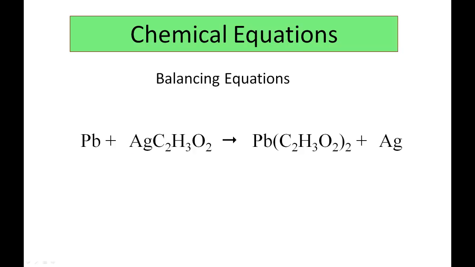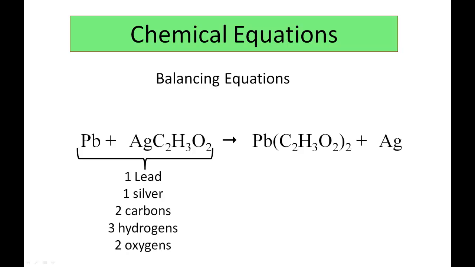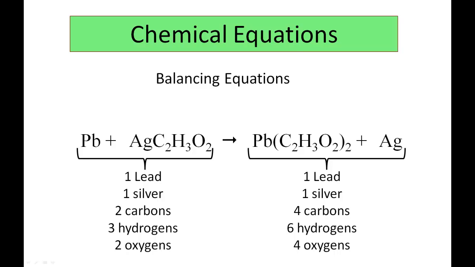Let's go through another example. Now this one contains a lot of elements, so let's see how it goes. On the reactant side, we have 1 lead, 1 silver, 2 carbons, 3 hydrogens, and 2 oxygens. On the product side, we have 1 lead, 1 silver, 4 carbons, 6 hydrogens, and 4 oxygens.